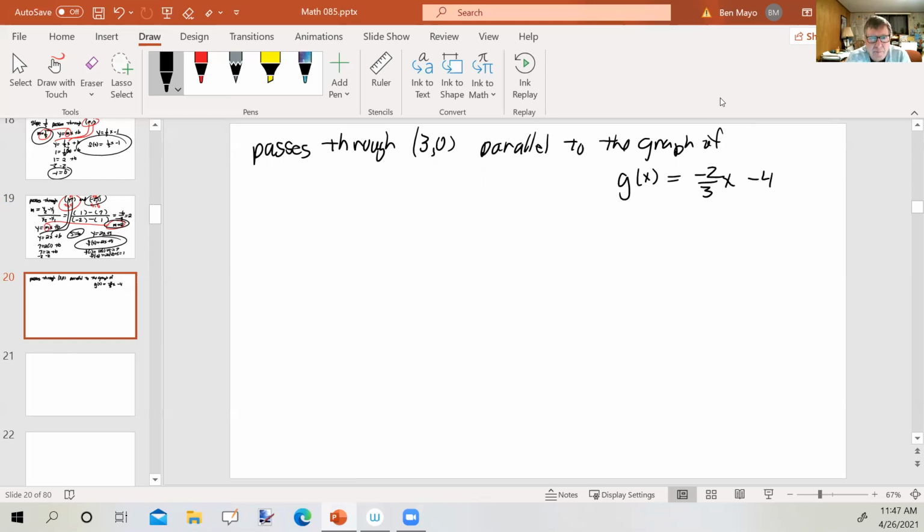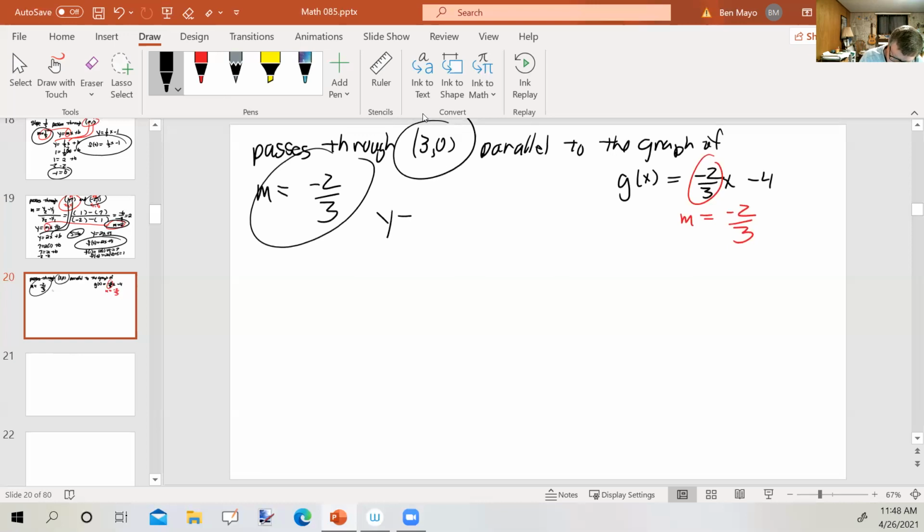Parallel lines have the same slope. And if two lines have the same slope, then they are parallel. So that means the slope of this first line right here is negative 2/3. Well, the slope of the line that's parallel to it is also going to be negative 2/3. Parallel lines have the same slope. So now I've got a slope and a point.